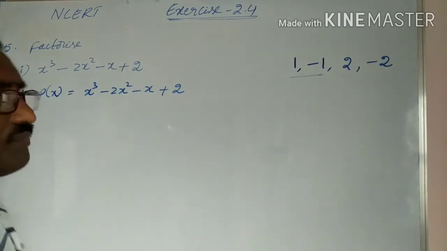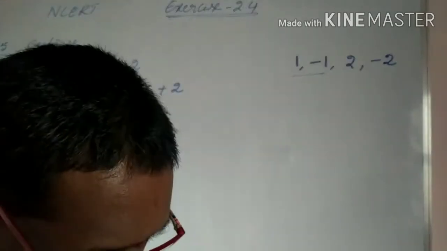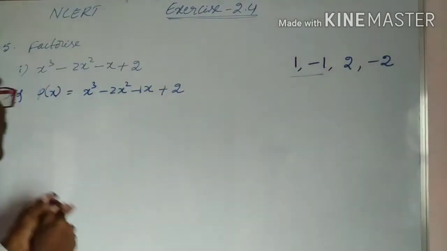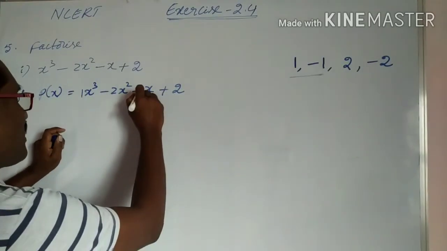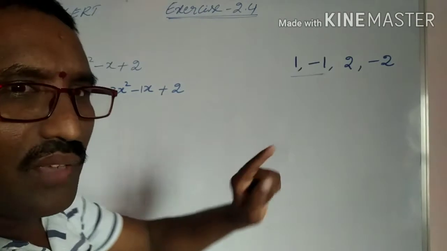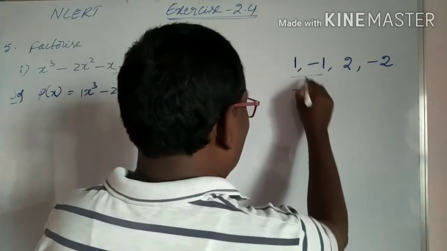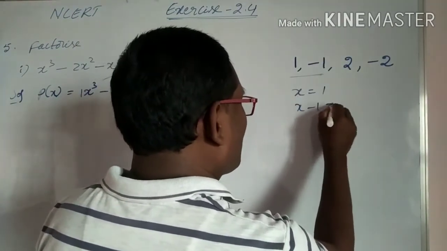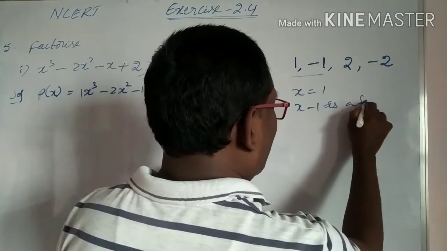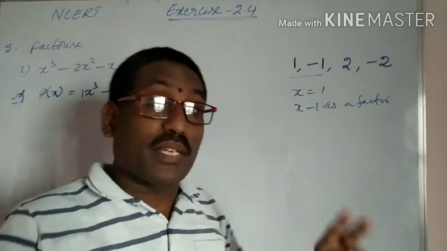1 minus 1, at what time is it a factor? Simple logic here, see: the sum of your coefficients, where nothing is written means the coefficient is 1. The sum of all the coefficients is equal to 0. Then x is equal to 1, 1 is a zero. That means x minus 1 is a factor, when the sum of all the coefficients is equal to 0.